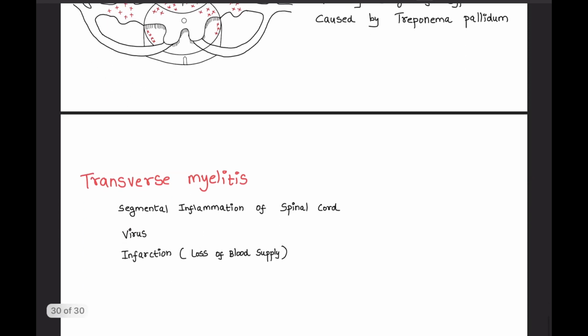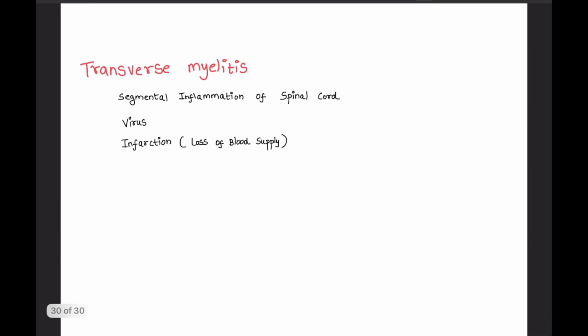Transverse myelitis. Transverse myelitis is due to inflammation, virus infection and infarction, that is loss of blood supply. If there is no blood supply, then there will be death of tissue and cells. This is known as infarction.